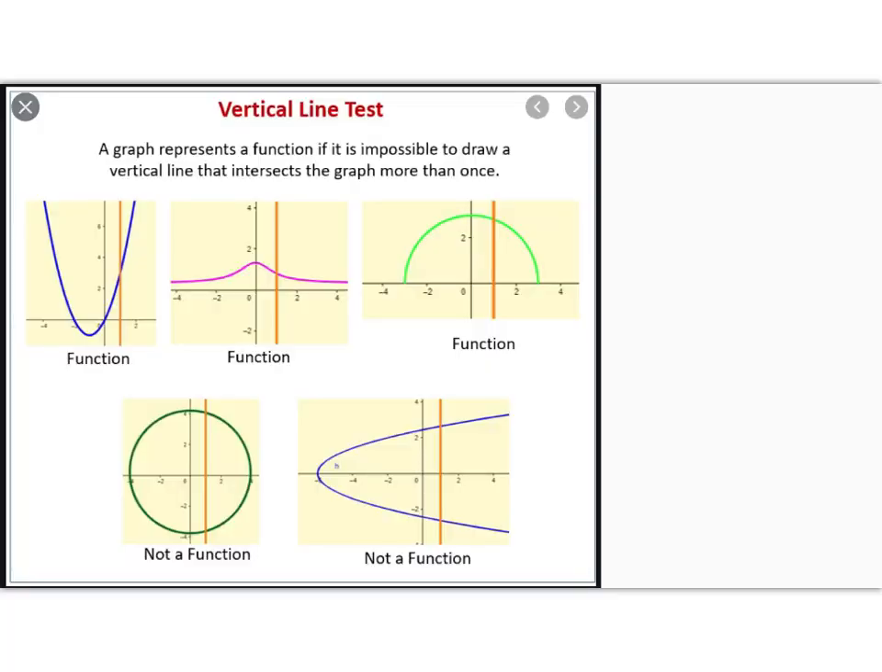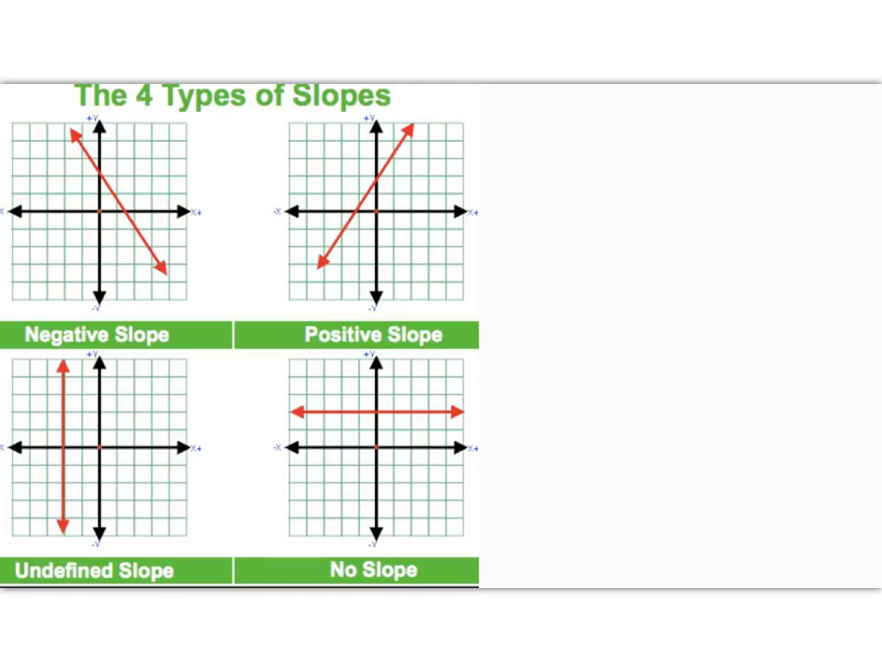And this is what a vertical line test is. A function is a function if the graph only hits a vertical line once. So as you can see with the top 3, you have functions, and the bottom 2, they are not functions because the vertical line hits the graph more than once.